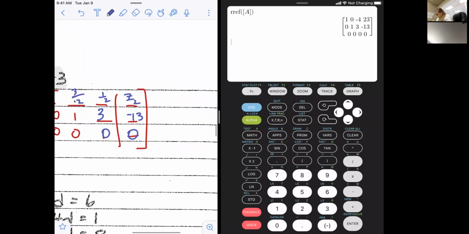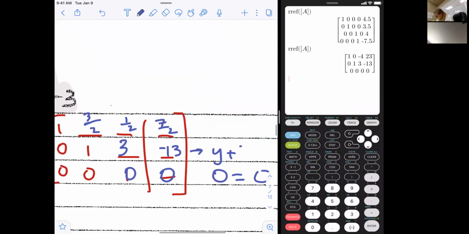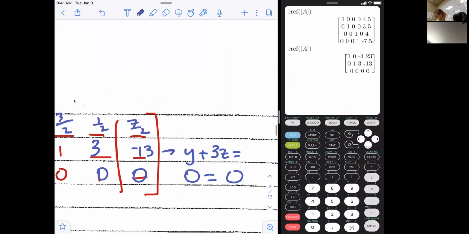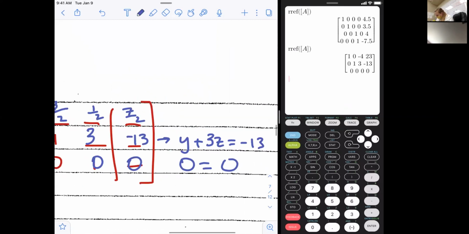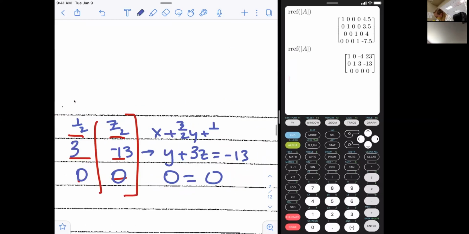My equations, my bottom is just 0 equals 0. There's no variables. My second one is no x, but there's a y plus 3z equals negative 13. And then the first one is x plus 3 over 2y plus 1 over 2z equals 7 over 2. That's my answer.